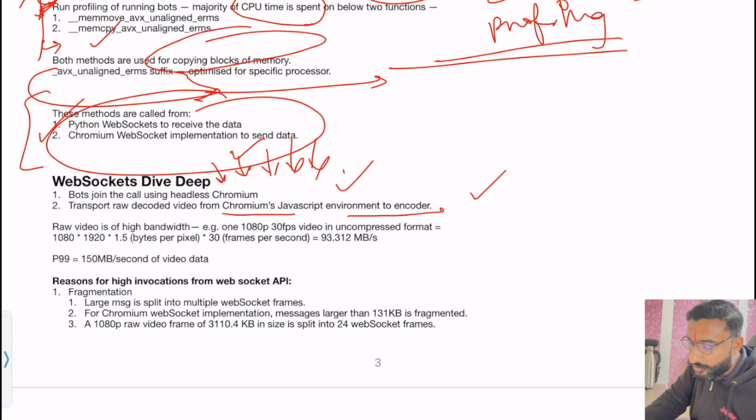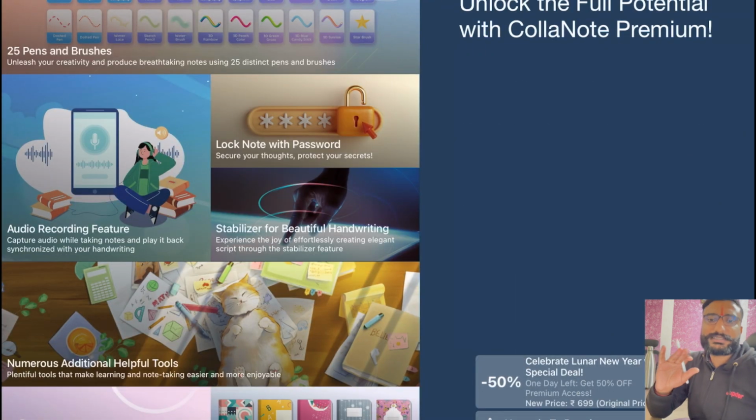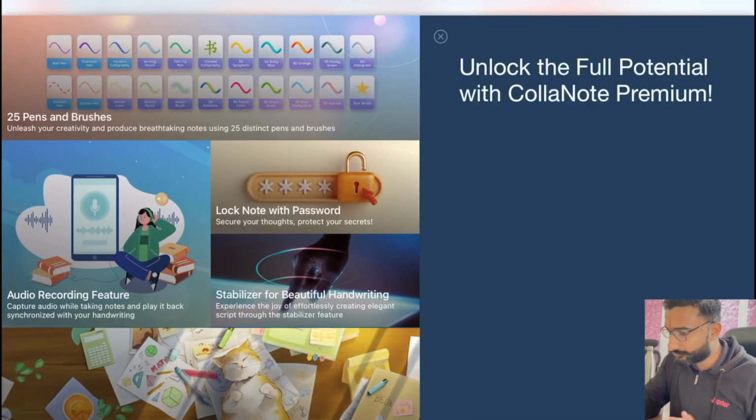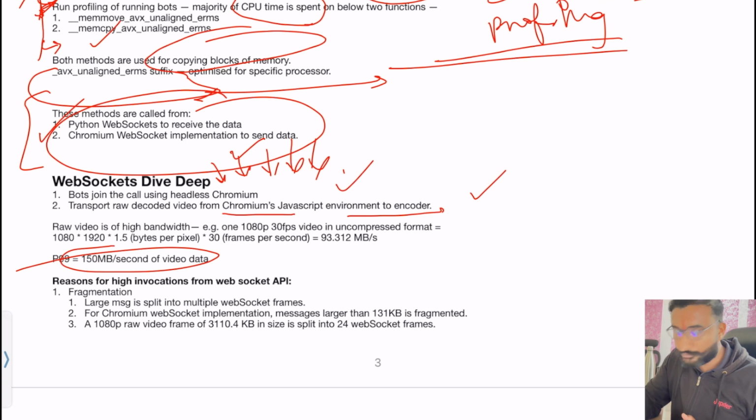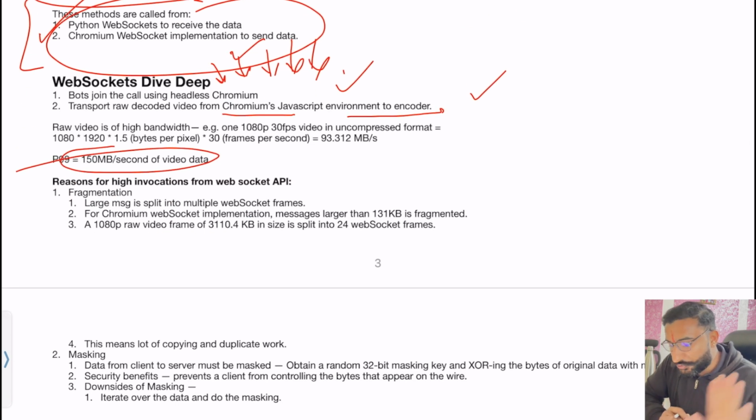If I talk about the data being sent, it is around 150 MB per second of video data. This is the P99, so 150 MB per second of data is being sent. What's the reason for this? We will have to understand the reason, right? There are two reasons specifically.